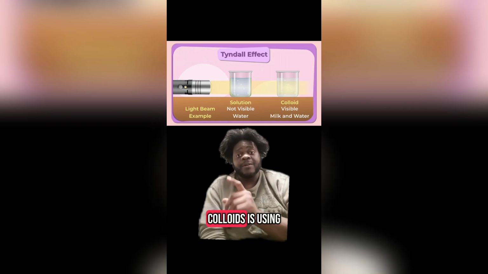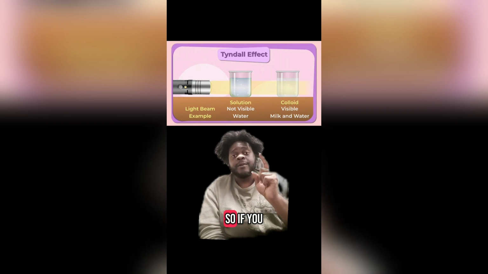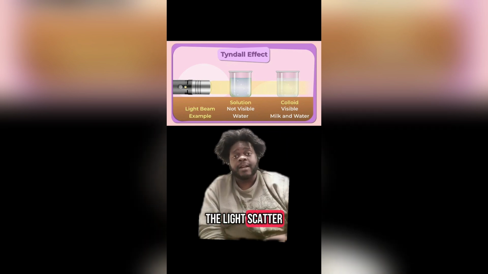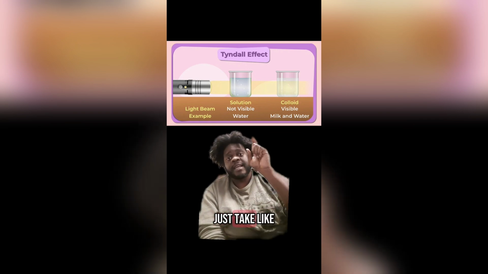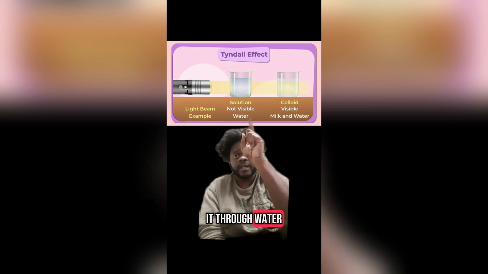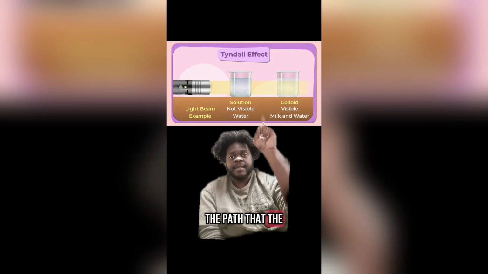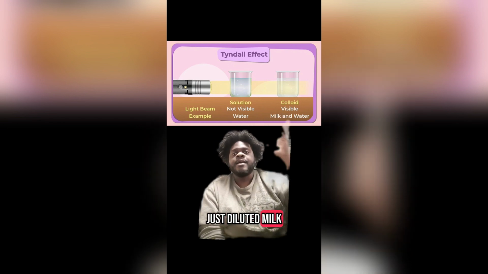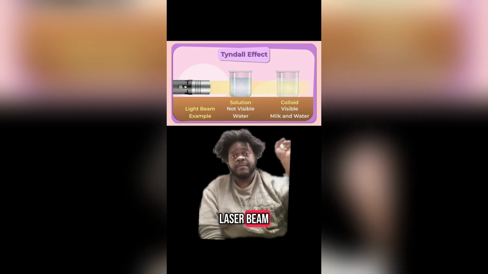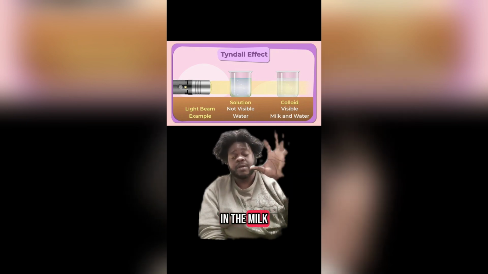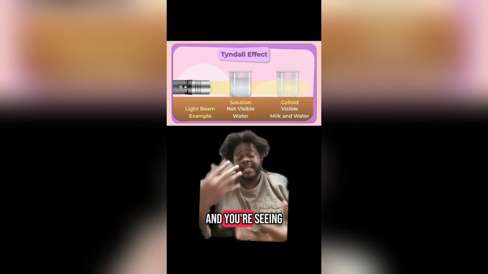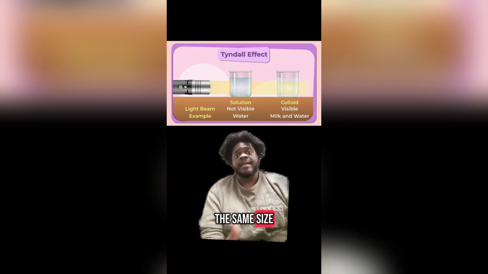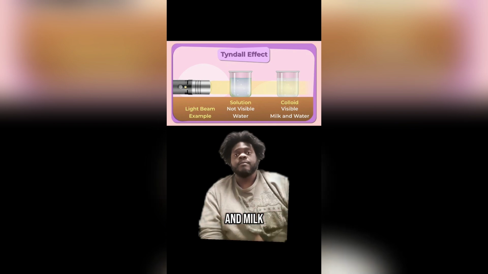And one way to test for colloids is using something called the Tyndall effect. If you have something dispersed in your liquid and you shine a light through it, you'll see the light scatter off of what's dispersed in the liquid. If you take a laser pointer and shine it through water, you won't see the path that the laser makes through the water. However, if you take some milk and water, which is just diluted milk, and you shine it through that, you'll see the laser beam because the fat particles in the milk are scattering that light towards your eyes. I'll show you what that looks like in real life using some nanoparticles that are roughly the same size as the droplets in milk.